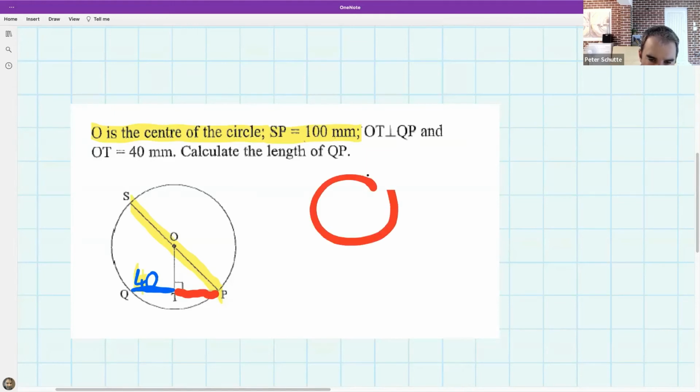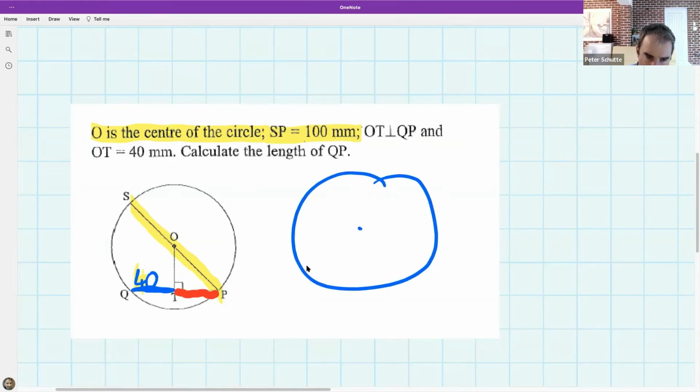Well, the theorem says if you've got a line from the center perpendicular to the chord, what does it do? It cuts it exactly in half. So that should help us get the red bit. How do we calculate the length of QP? Oh, wait, where is, well, QP is not that hard.